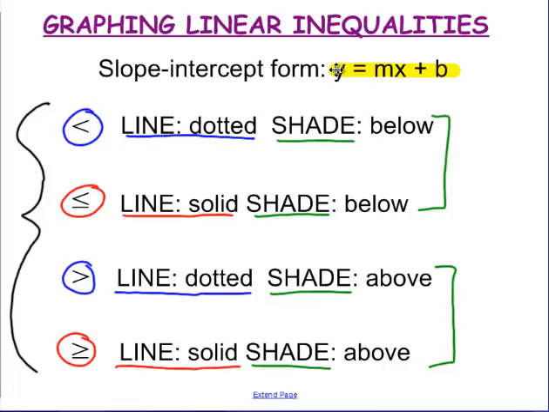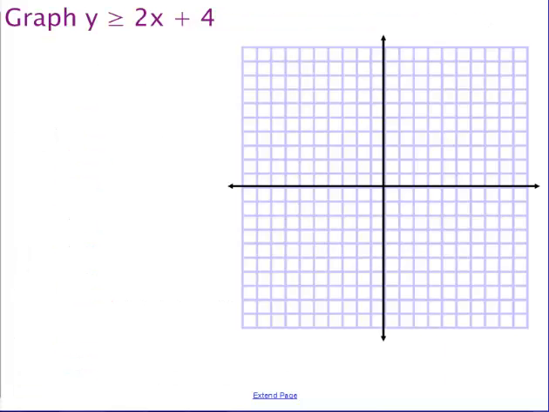Again, you don't need all this color coding for your notes, but definitely want to get this information down because this really serves as a cheat sheet for you when we go to graph these. We want them in slope-intercept form. We're going to look at the symbol, and we're going to go from there. Let me dive into an example, and I think you'll see what I mean.